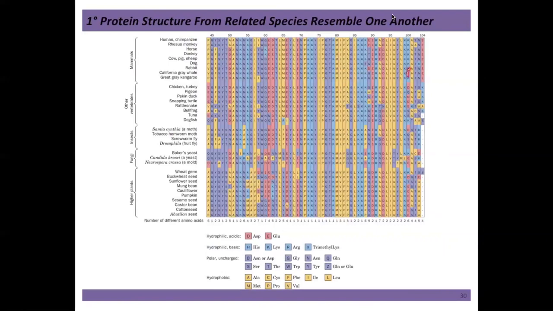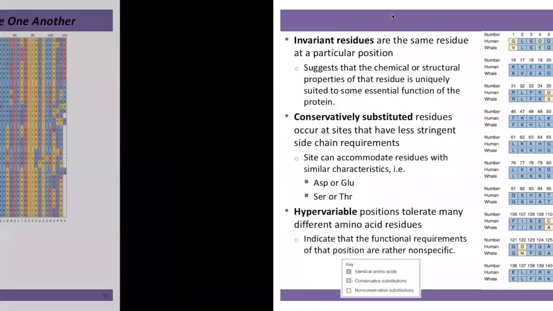This one's really interesting because you go from a basic to an acidic residue, and you've even got some non-polar in there. But you can see those that tolerate. So, if you had the alphabet coming down here, then you'd know that that is a hypervariable site.